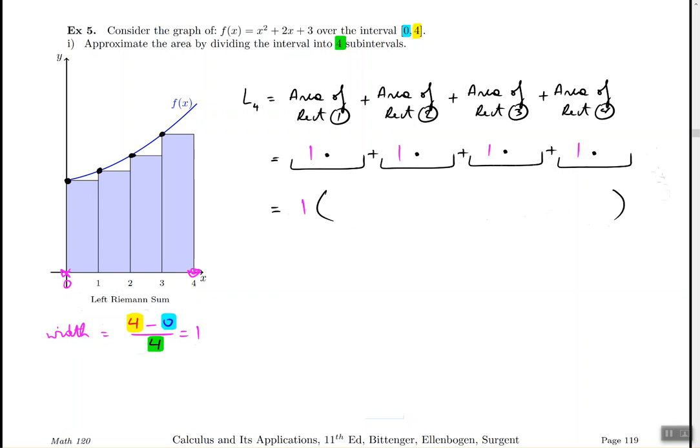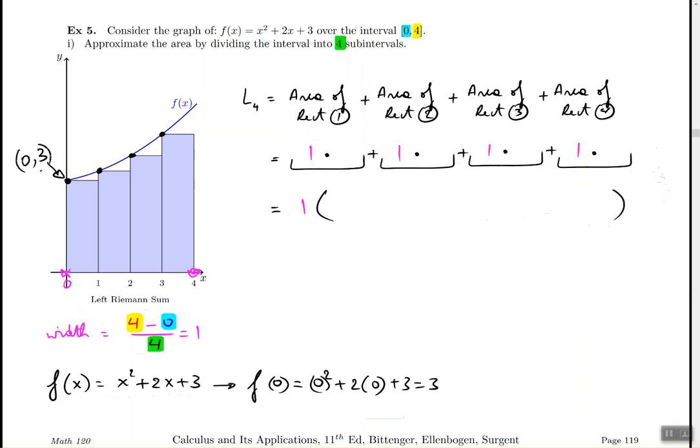Now, what are the other numbers? How do you get the other numbers? Well, what you do for that is you use the function. Remember, the function f of x is, in this case, x squared plus 2x plus 3. So for instance, if I want to know what the function is at 0, all I've got to do is put 0 into this formula. So when I plug in 0, I get f of 0, which is 0 squared plus 2 times 0 plus 3, which is 3. So that tells me that the point right there is (0, 3).